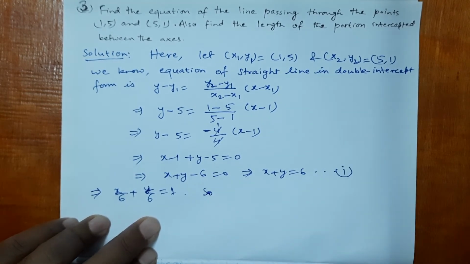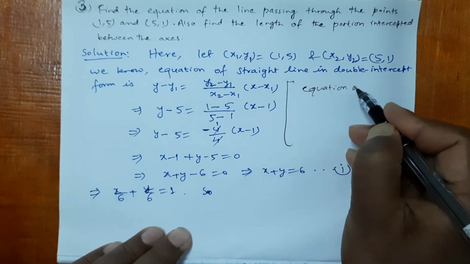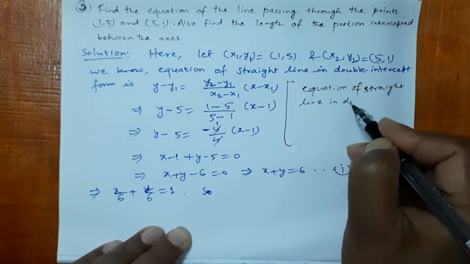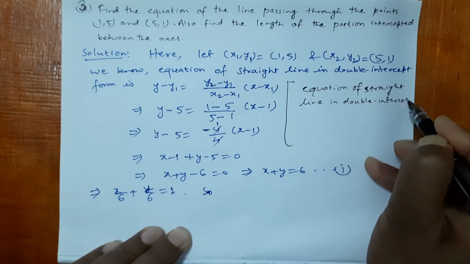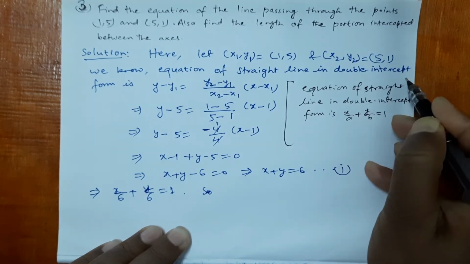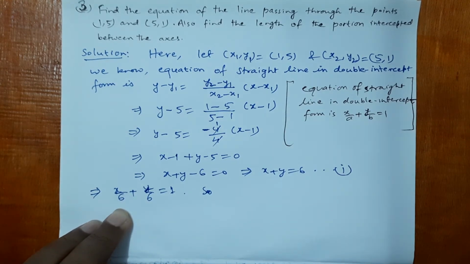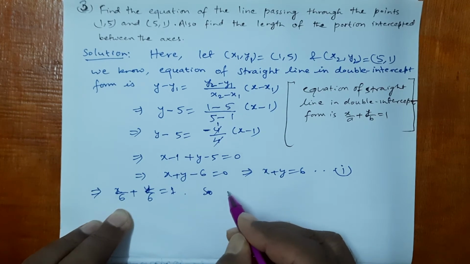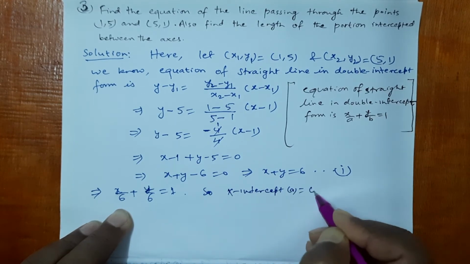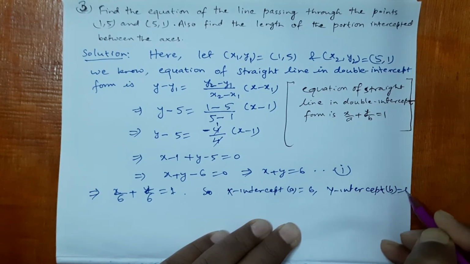So if you compare this equation with the equation of a straight line in intercept form, which is x over a plus y over b equals 1, then the x intercept a, in place of a we have 6. So x intercept a equals 6, and y intercept b equals also 6.